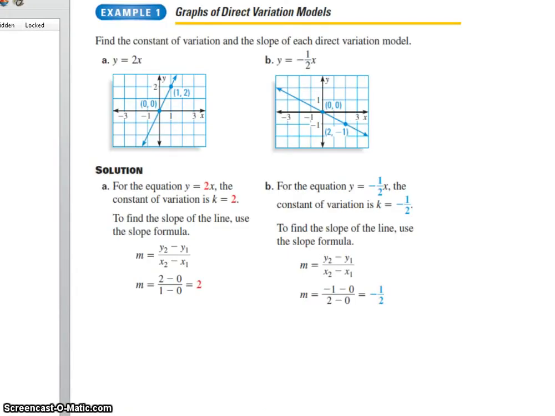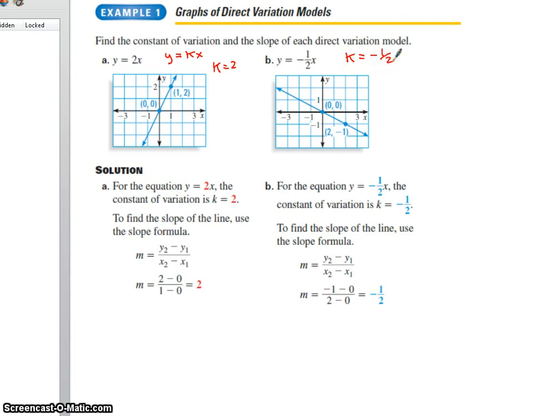So let's take a look at our first example, graphs of direct variation models. Find the constant of variation and the slope of each direct variation model. We know that the model is y equals kx, so we can assume that the k is a 2 in this model. So the constant of variation is the 2. And in this one over here in B, k equals 2. And then my constant of variation in this one is k equals negative 1/2.